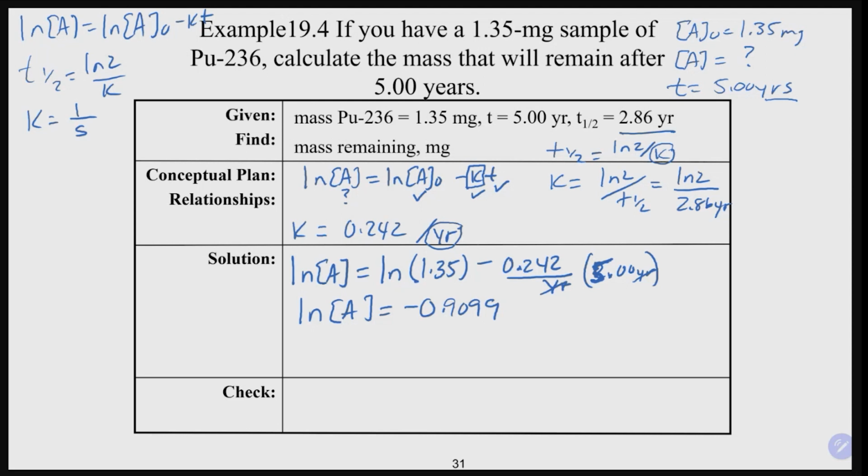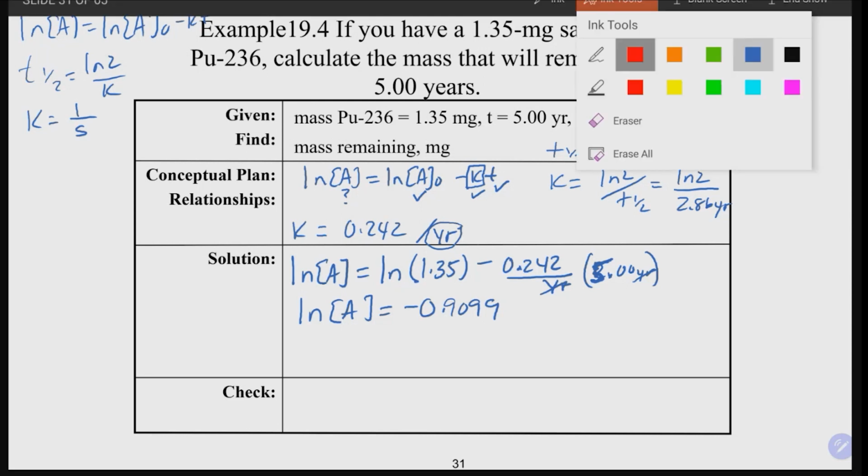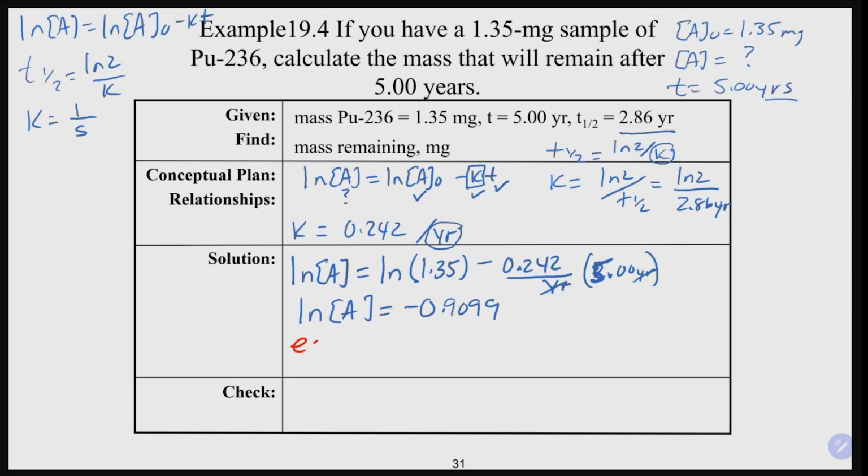To get rid of the natural log, we have to take e of both sides, with whatever sign it may have. When we do that, those go away, and we end up with A. In this case, I'm not going to use the rounded number, I'm going to use what's in my calculator. We end up with something like 0.403 off of the non-rounded number. The units here would be the same units as our other value, which would be milligrams in this particular case.